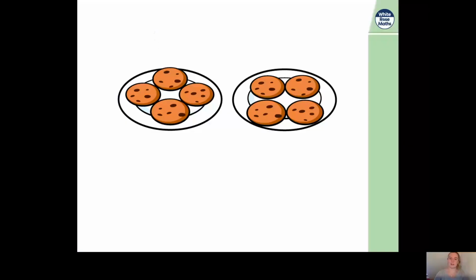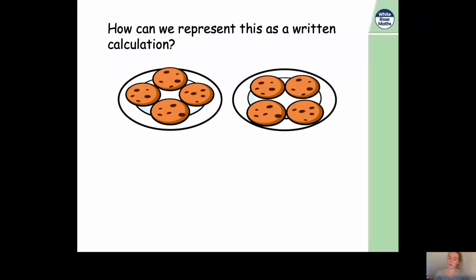Now here we have some cookies on some plates. How many cookies are there altogether? Yes, that's right, there are 8 cookies altogether. And how many plates are there? How many plates have we shared them between? Yes, we've shared them between 2 plates.